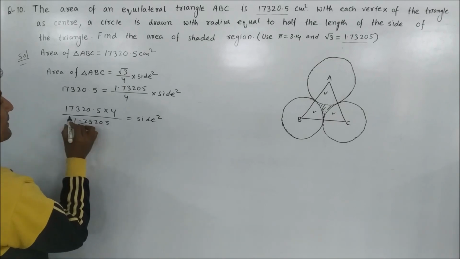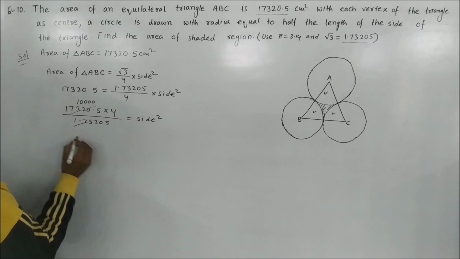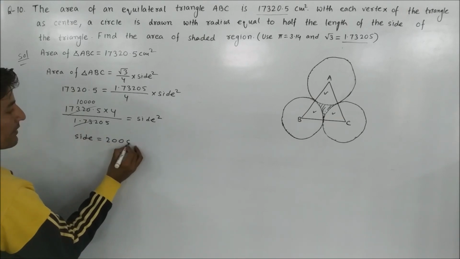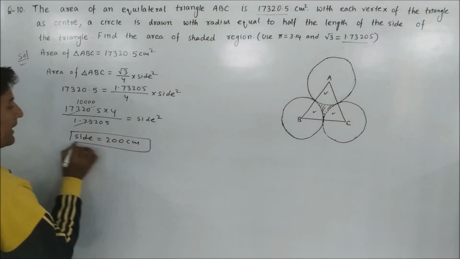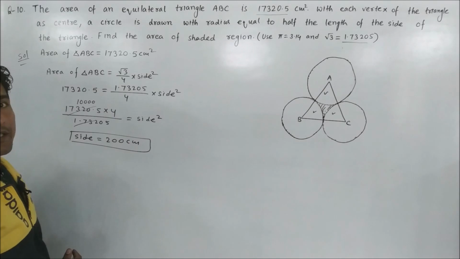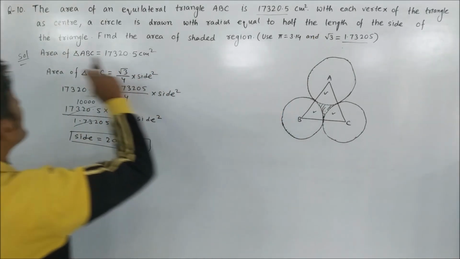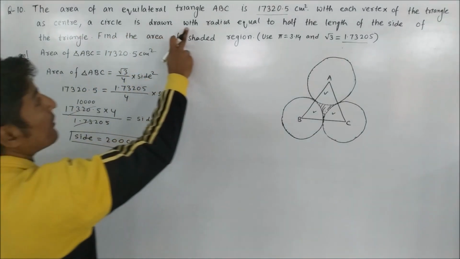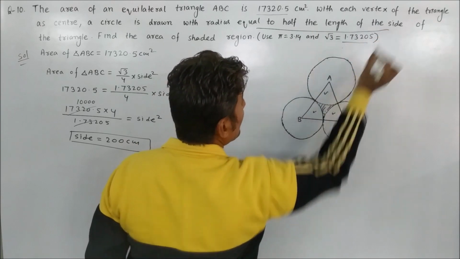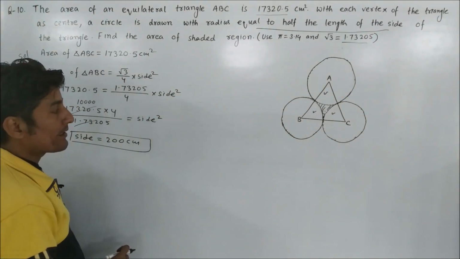So these two will be cancelled by 10,000 and the measurement of side will be equal to 200 centimeter. So we got the length of side of the equilateral triangle, that is equal to 200 centimeter. According to the question, with each vertex of the triangle as a center, a circle is drawn with radius equal to half of the length of the side. The radius of this sector is half the length of the side.